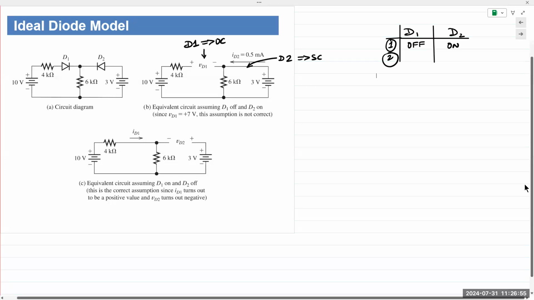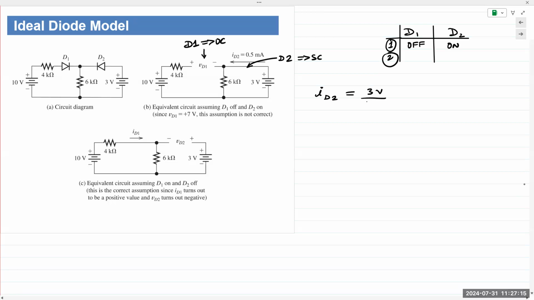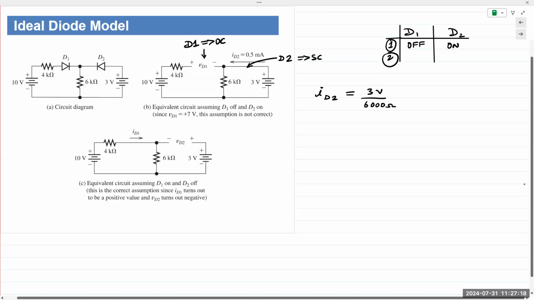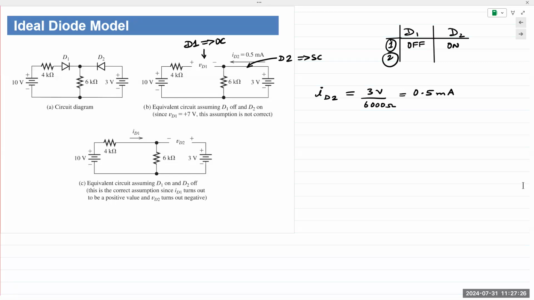If I now try to find the current flowing through this pathway, which is right here, ID2. ID2 is the current flowing through diode 2. What do we have? A simple circuit of a voltage and a resistor, meaning it is 3 volts divided by 6,000 ohms. Gives me 0.5 milliamps. Right? 3 divided by 6 gives me half. 1 over 1,000 is 1 milli. 0.5 milliamps. Okay.